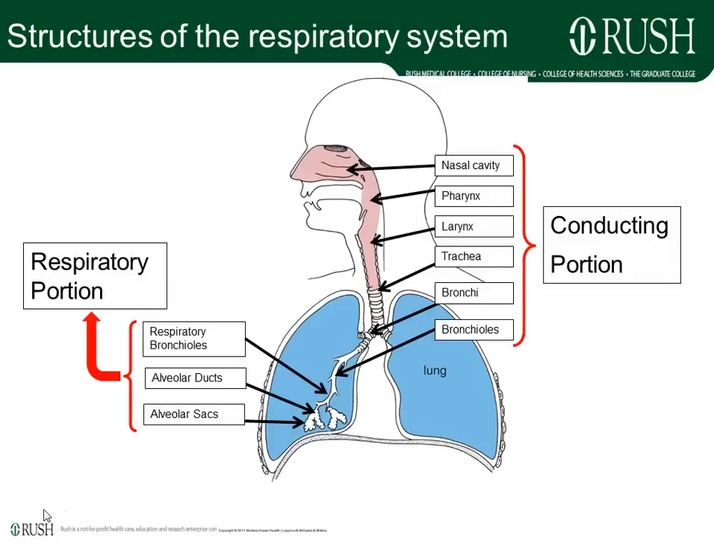Then in the respiratory portion where gas exchange occurs, there are specialized bronchioles called respiratory bronchioles, which actually can conduct some limited gas exchange. And then there are alveolar ducts and alveolar sacs. And that's where most of the gas exchange is taking place.